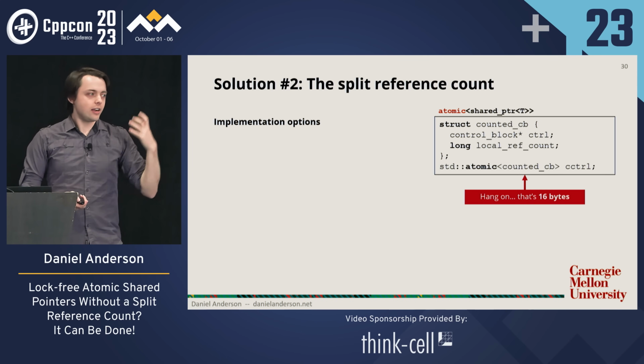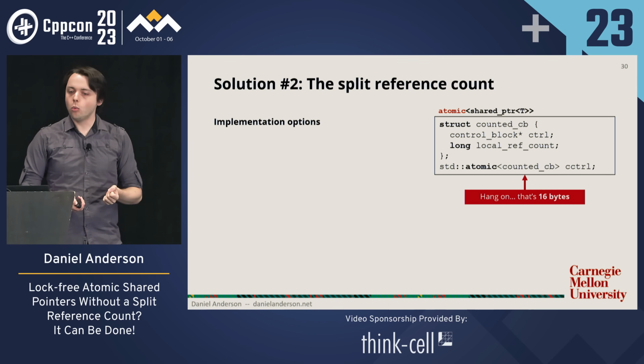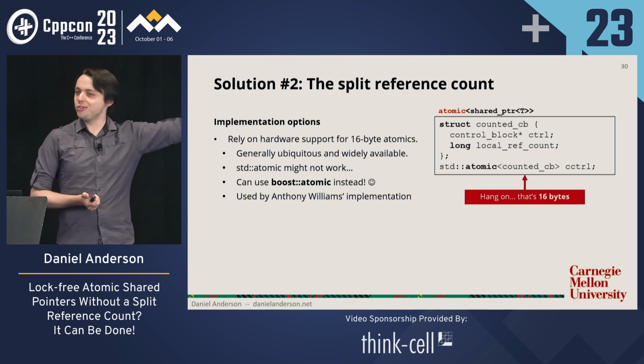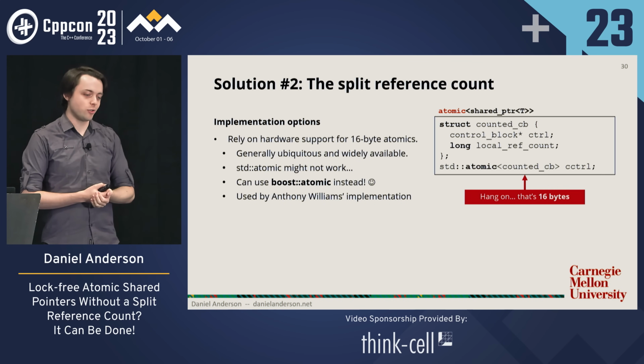Well, there are two ways you can get around this. One, you can assume that yes, you do have 16-byte atomics available on your machine.